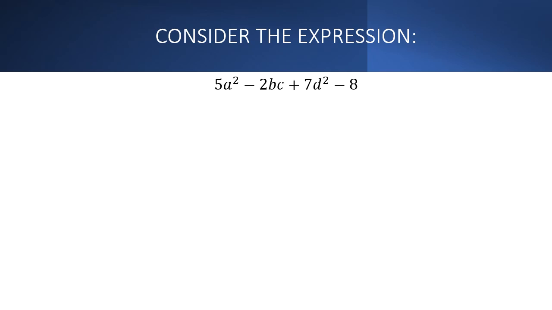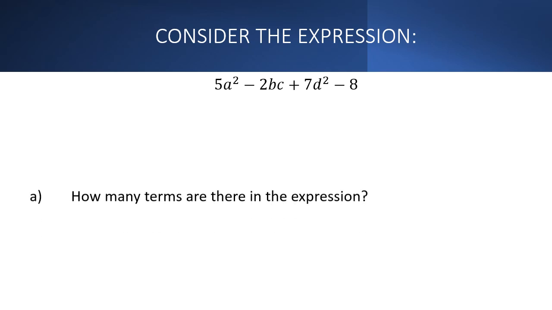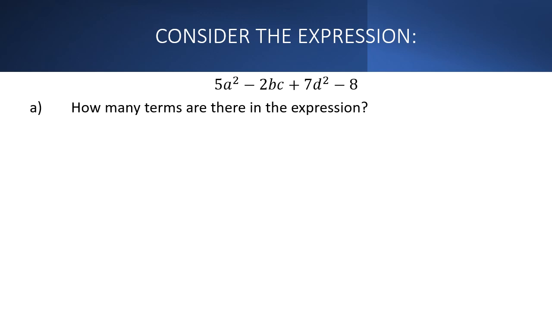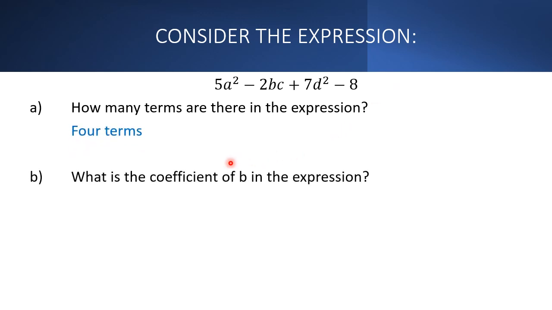Now let us study the expression that is given on the screen. If you are asked how many terms are there in the expression, you count the number of terms, and remember terms are separated by a plus or minus. So you have 1, 2, 3, 4. We have 4 terms in the expression. What is the coefficient of b? We look for factors that are being multiplied with b, and b is contained in the second term. And which other factors are being multiplied with b? And that's negative 2 as well as c. So the coefficient of b will be negative 2c.